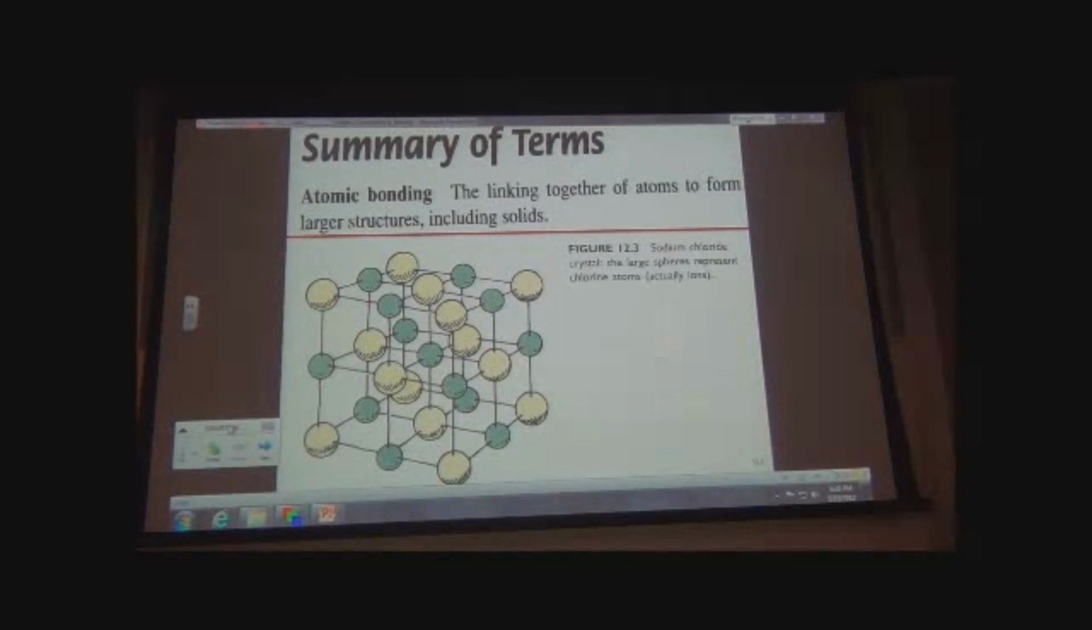But then there's covalent bonding, where there's sharing of bonds, and then there's van der Waals bonding. There's a bunch of different kinds of bonding, right? But the most common are ionic bonding and covalent.